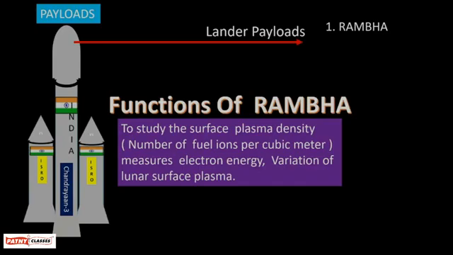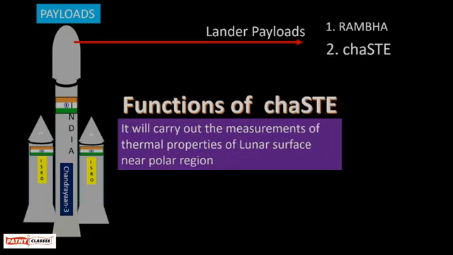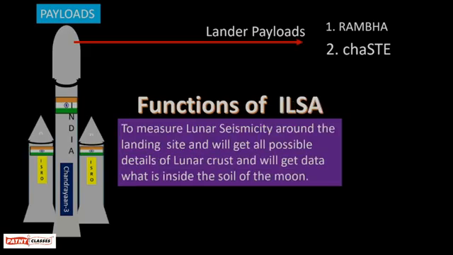Functions of RAMBHA: to study the surface plasma density. Plasma density is nothing but number of ions per cubic meter. Measure the electron energy. Also measures variation of lunar surface plasma. Now, second payload of lander is ChaSTE. It will carry out the measurement of thermal properties of lunar surface near polar region. Now, third lander payload is ILSA. Function of ILSA: to measure lunar seismicity around the landing site and will get all possible details of lunar crust and will get data on what is inside the soil of the moon.